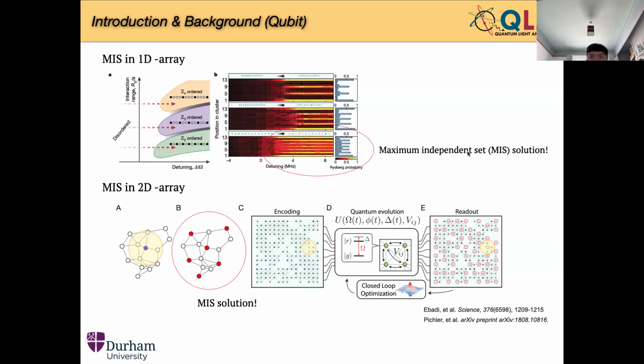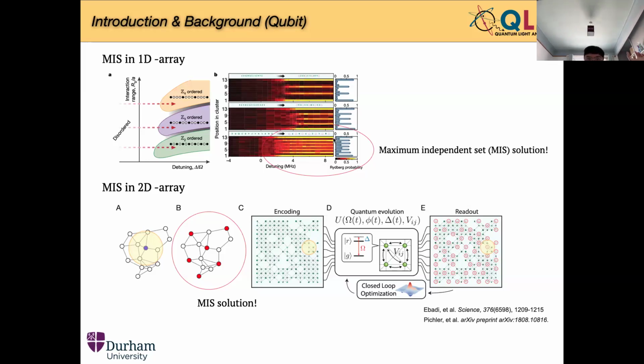So basically, the maximum independent set problem is the problem where you are trying to find the largest independent set. So what does independent set mean? Independent set means a set such that all elements in this set are not connected at all. This is quite a simple graph, as you have the 1D graph, right? And each atom represents a vertex of the graph.